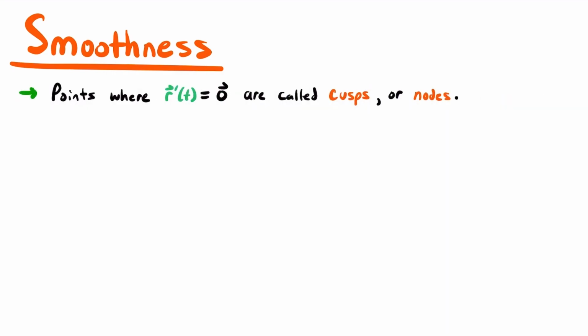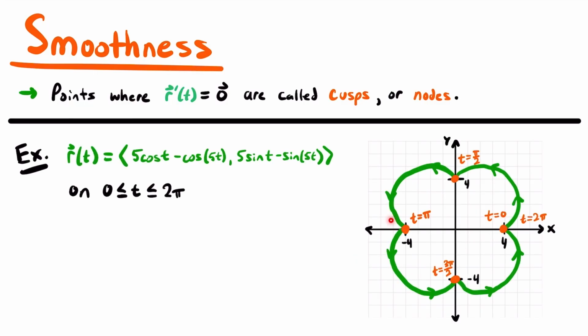All right, and those points where the derivative of the vector function is equal to the zero vector, we call those cusps or nodes. Those are the points where a curve is not smooth. I will most likely call them nodes as opposed to cusps, but both of those terms would be accurate when describing points where a plane curve or space curve is not smooth. Okay, now if we look at an example here we have a plane curve represented by this vector function.